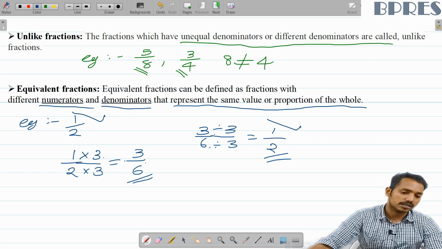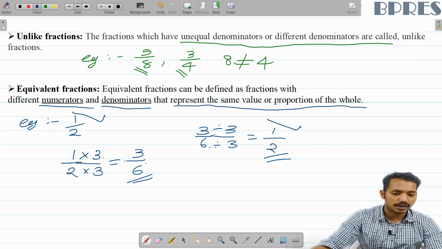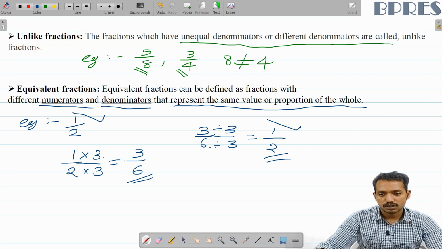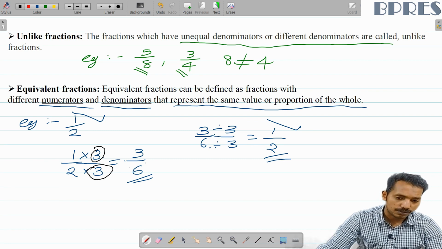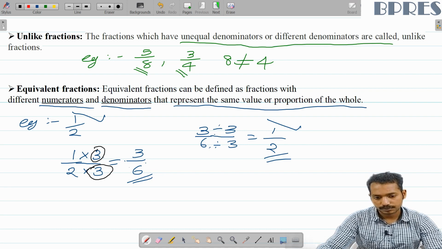Clear? Such types of fractions are called equivalent fractions. And how to obtain the equivalent fraction for the given fraction? Just multiply the numerator as well as the denominator by the same number. Your numerator we multiplied by 3 as well as the denominator also we multiplied by 3. So that is very important. So these types of fractions are called equivalent fractions.